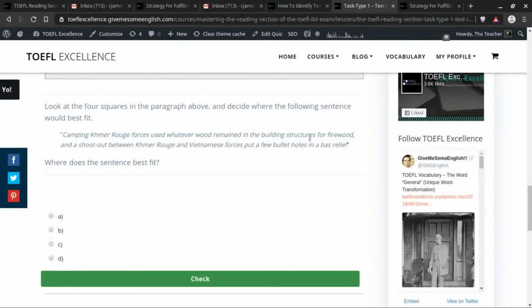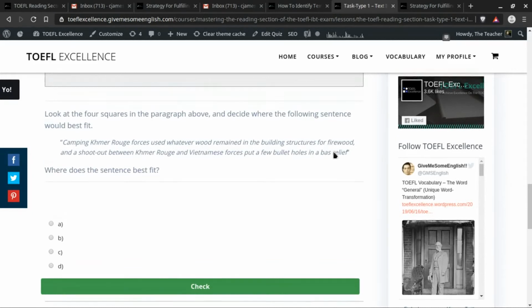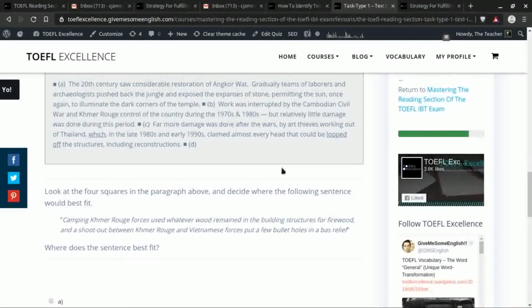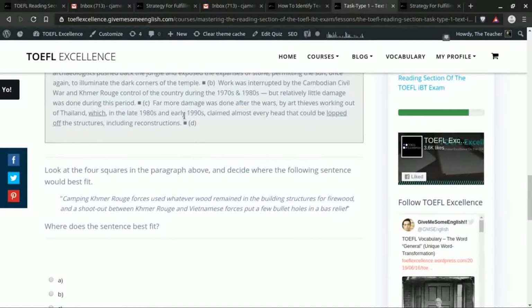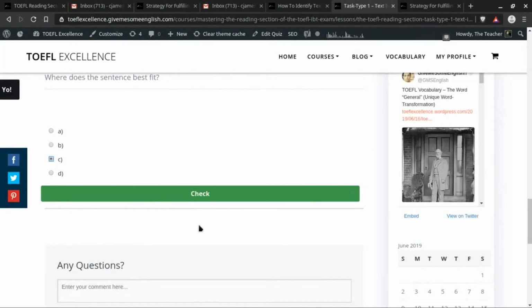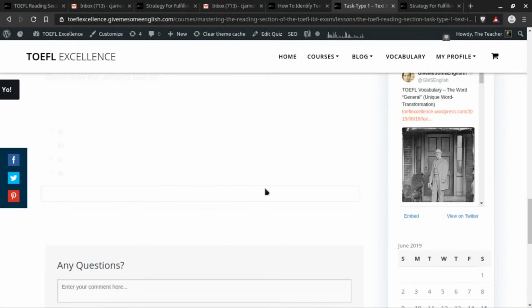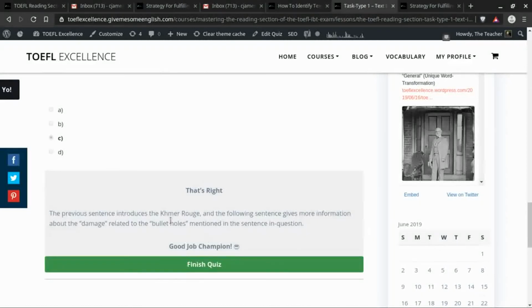Well, let's see. Bullet holes in a bas-relief is referring to some kind of damage. All right, so here they're introducing the topic of damage, and then they give an example of it, but then they talk more. Far more damage was done after. So C is the best option without even looking here. We don't even need to look at that one because that's the best option. And we check it, and sure enough, that's the correct answer.